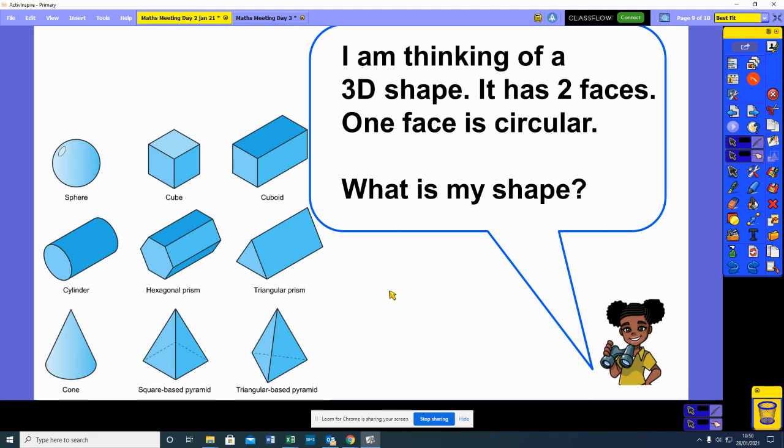Okay, so I am going to do a process of elimination to see which shape has 2 faces. This shape doesn't have 2 faces. This shape does not have 2 faces. No, no, no. This shape has 3 faces. No, no. Therefore, my shape is the cone. It has 2 faces and one face is circular. Brilliant.